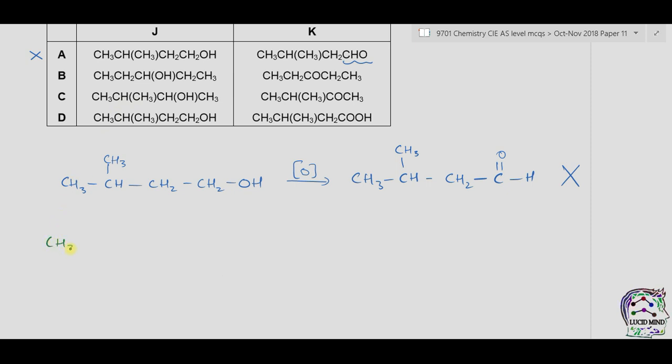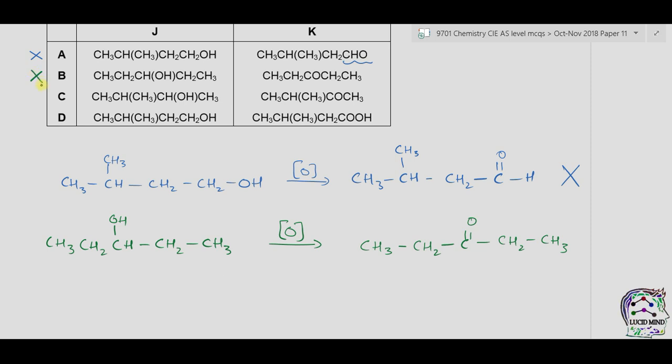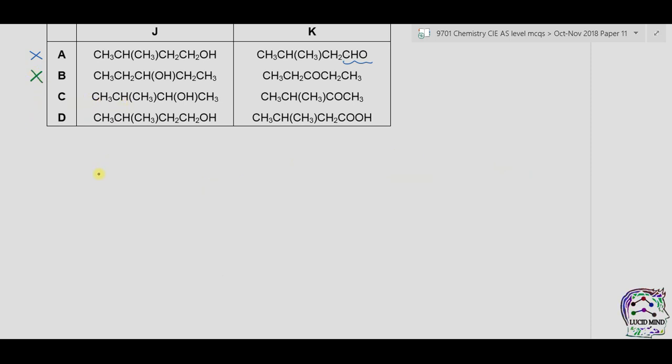Let's draw the structure of B. We have CH3, CH2, CH, OH, CH2, CH3. Now this is secondary alcohol and it will be oxidized to ketone. The product given is this one, CH3, CH2, carbonyl carbon, CH2, CH3. Now as we can see that J is not branched chain, it is straight chain alcohol, so therefore B is also incorrect.